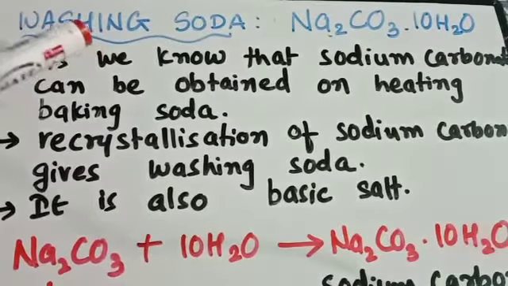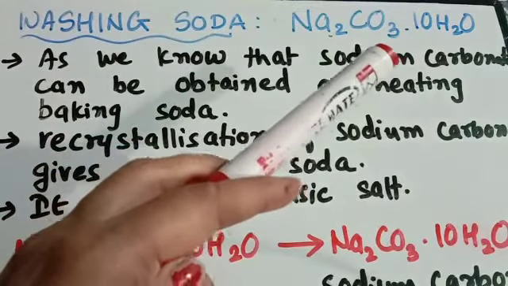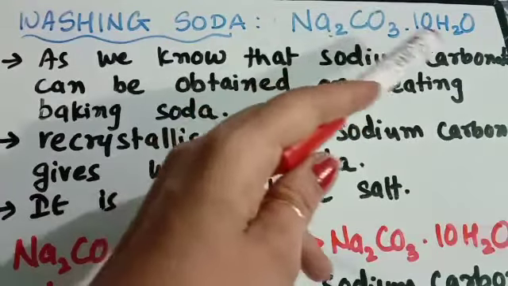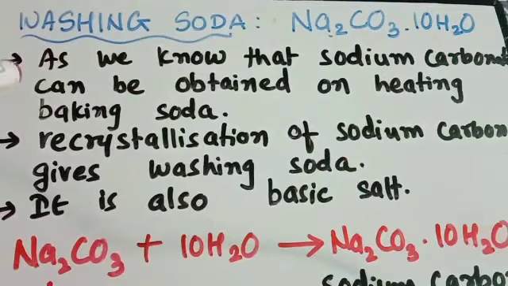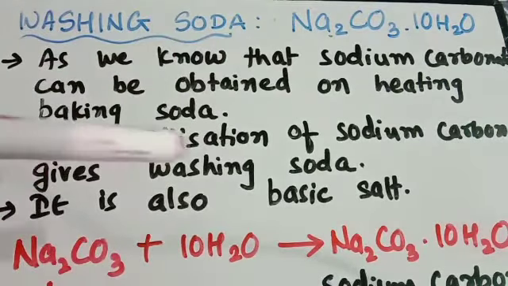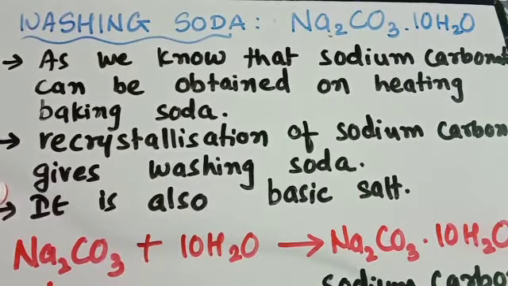Next is washing soda, for washing clothes. The formula is Na2CO3·10H2O. You don't have to say any dot or multiply, only Na2CO3 10H2O. As we know, sodium carbonate can be obtained on heating baking soda, that is the previous part. On heating baking soda we get sodium carbonate. Recrystallization of sodium carbonate, again we are converting it into solid, crystal form, gives washing soda.